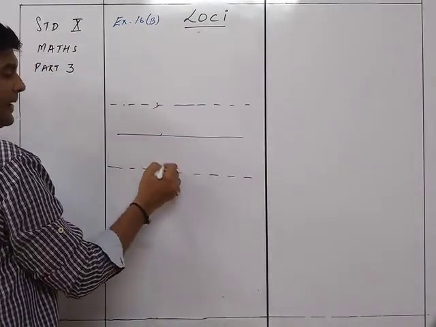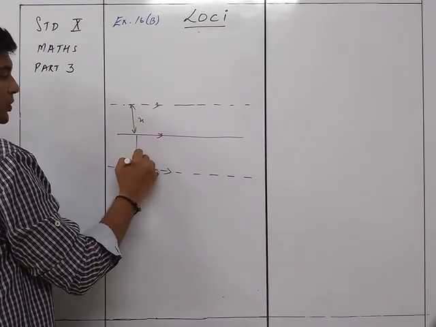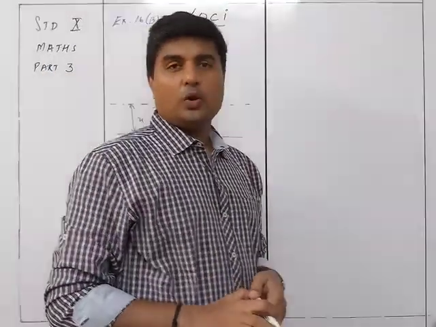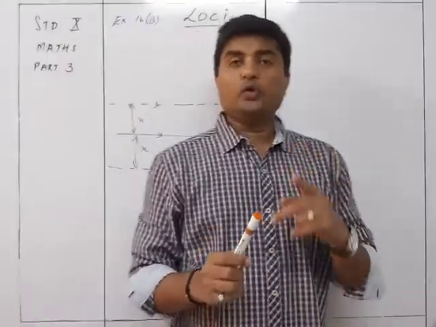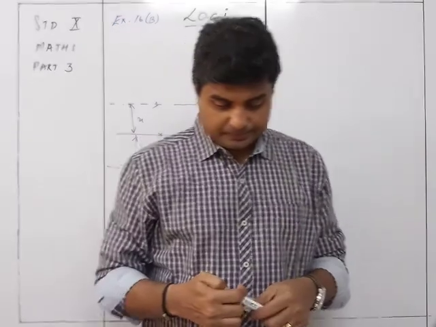So these three lines will be parallel to each other and the distance between them will be the common distance x, whatever is given over here. So the locus of points which are at a given distance from a given line will be two parallel lines, one on top and the other on the bottom of that particular given line.